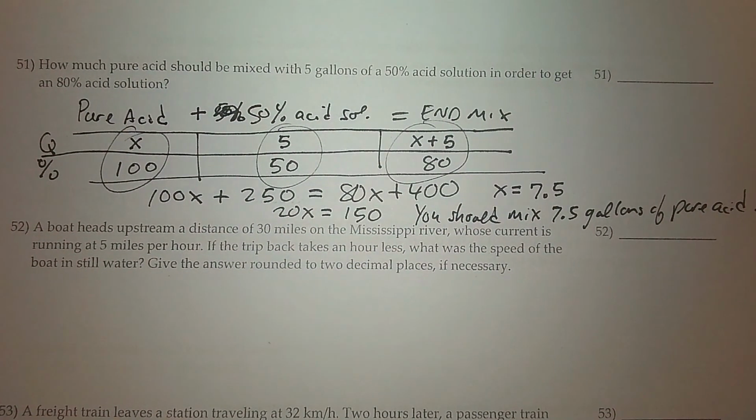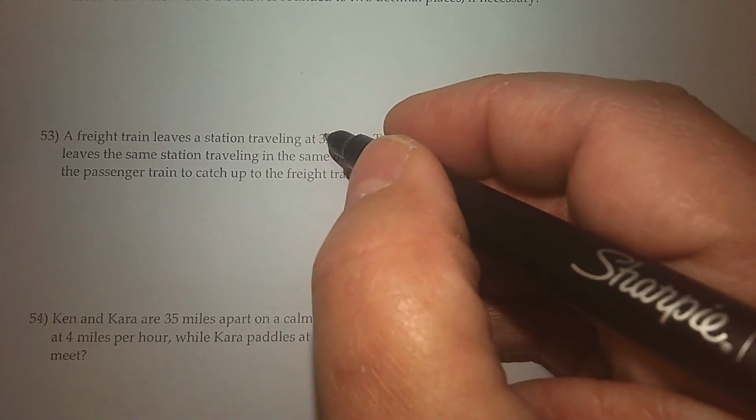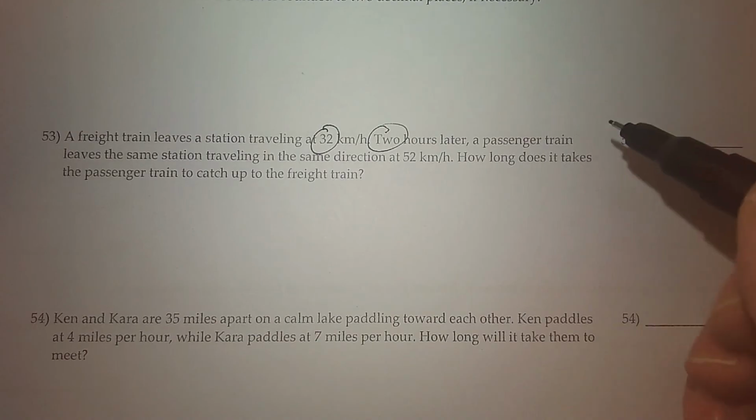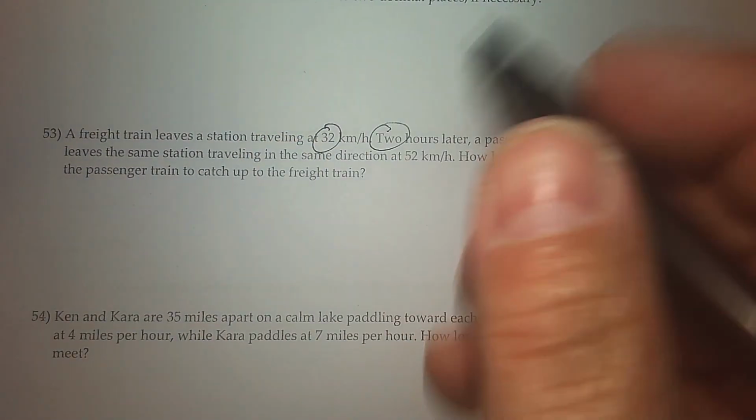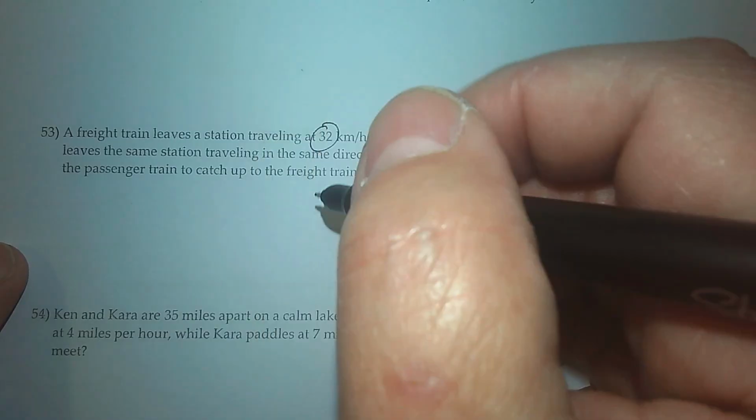All right, number 53. In number 53, a train leaves a station traveling at 32 kilometers an hour. 2 hours later, a passenger train leaves the same station traveling in the same direction at 52 kilometers an hour. How long does it take the passenger train to catch up to the freight train?